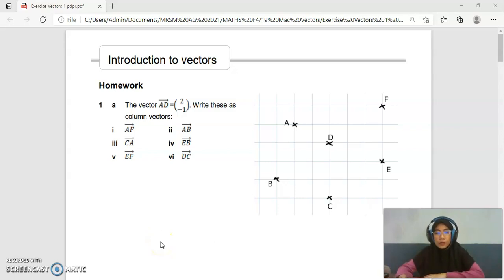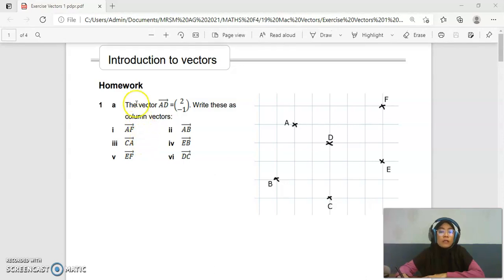Okay, so we continue to do some exercises about vectors. So this is an exercise for introduction to vectors. Okay, so we go to question number 1. The vector AD is equal to (2, -1). Write these as column vectors.